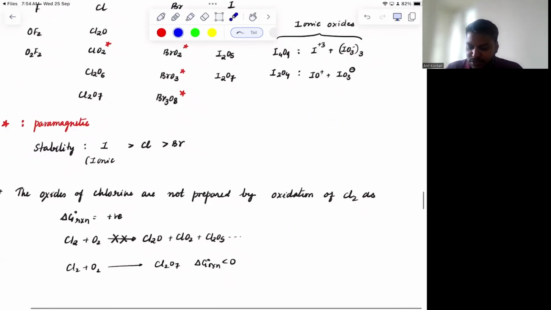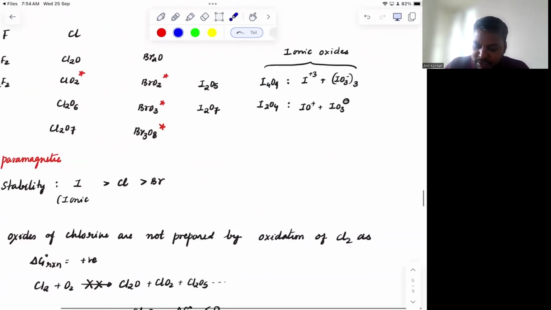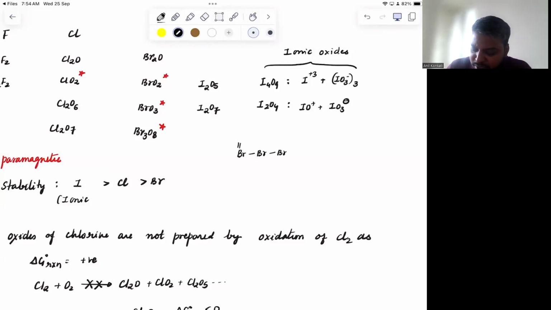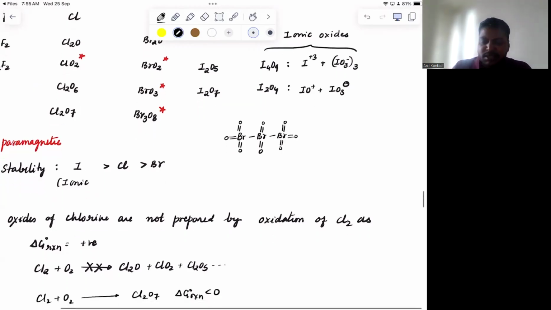And you know the structure of Br3O8. Okay, that is another important one which you need to remember. Br, Br, and Br, they are interconnected like this: double bond O, double bond O, double bond O, double bond O, double bond O, double bond O, like this.